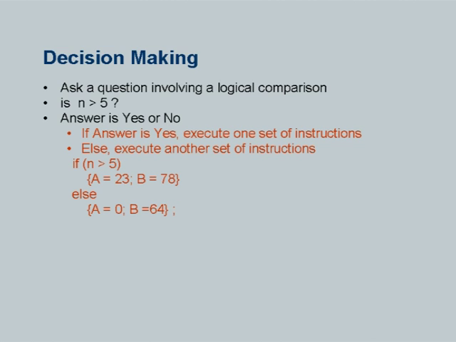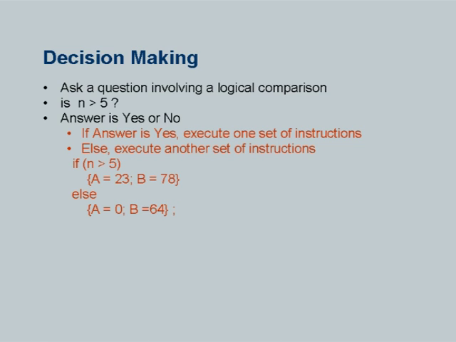Else, plain English-like meaning, else means if not. If it is not so, A is equal to 0, B is equal to 64. Is this clear? Please note that Dumbo's capabilities are extendable using exactly this kind of instruction making. For example, inside this opening brace and closing brace, I have written only two instructions which assign values to A and B. A is 23, B is 78 here. If N is not greater than 5, then A is set to 0 and B is set to 64.